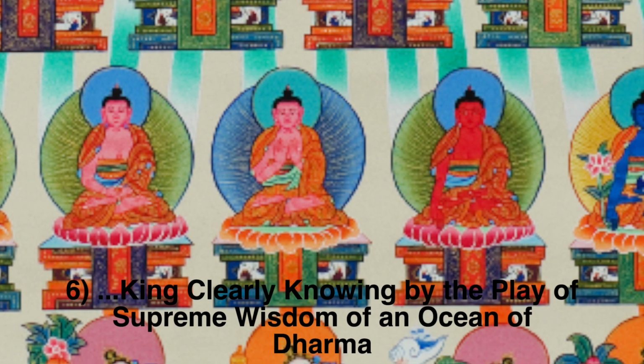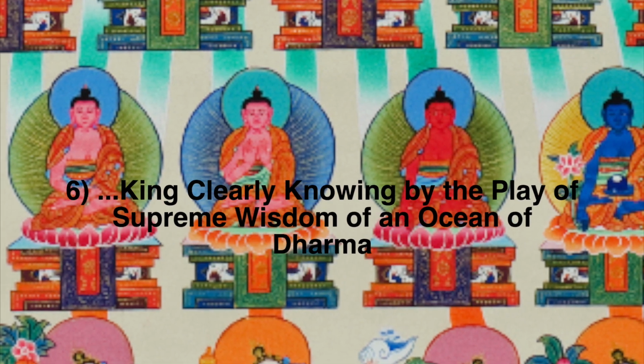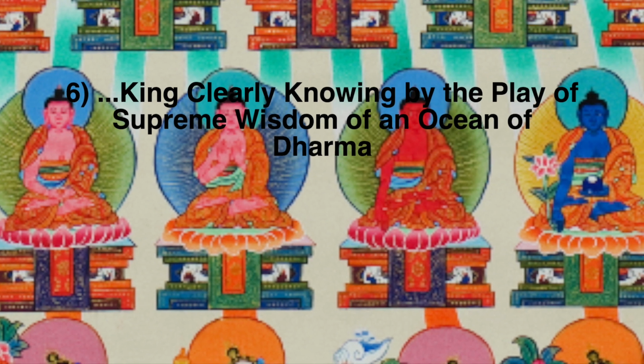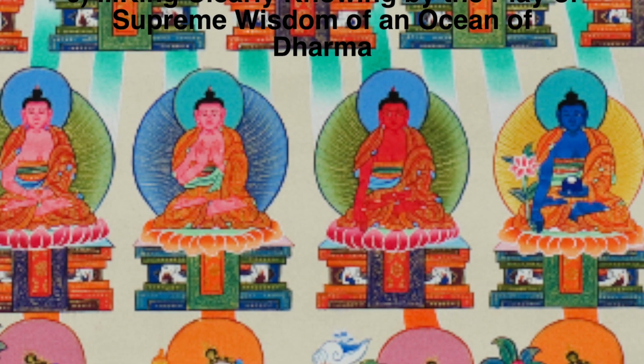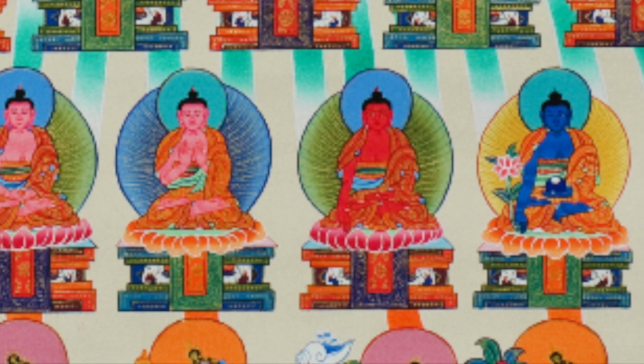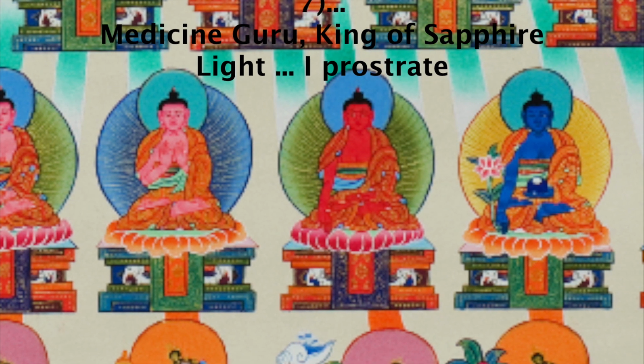To Bhagawan, Tathagata, Arhat, Perfectly Complete Buddha, King, clearly knowing by the play of supreme wisdom of an ocean of Dharma, I prostrate. To Bhagawan, Tathagata, Arhat, Perfectly Complete Buddha, Medicine Guru, King of Sapphire Light, I prostrate.